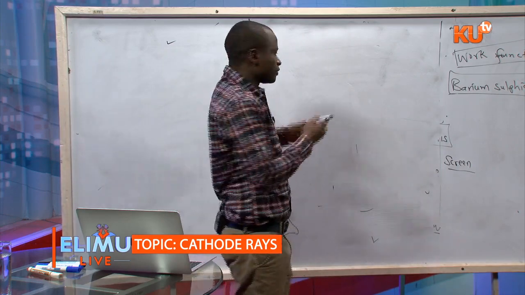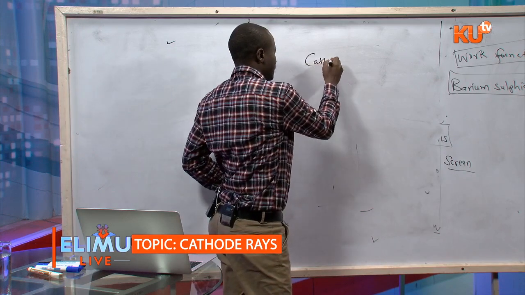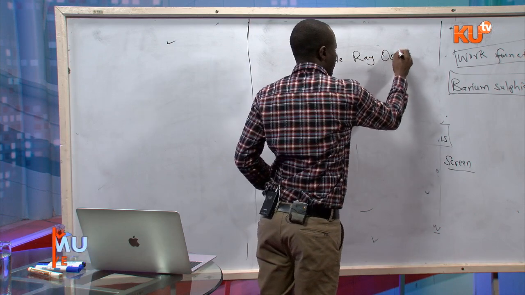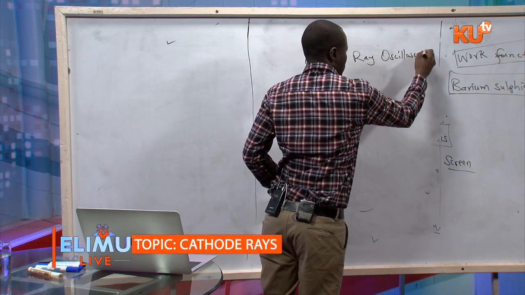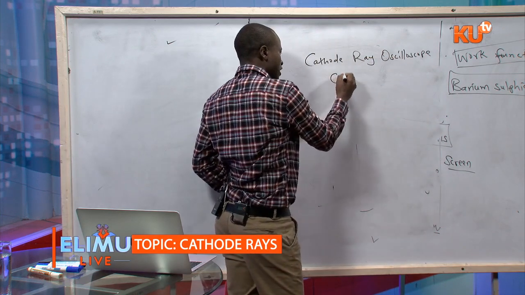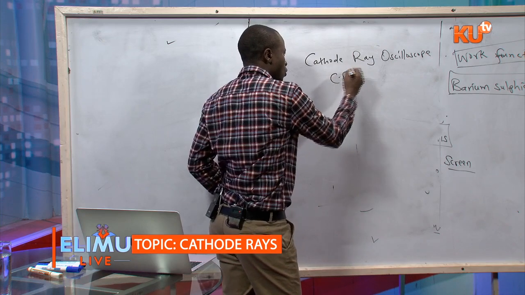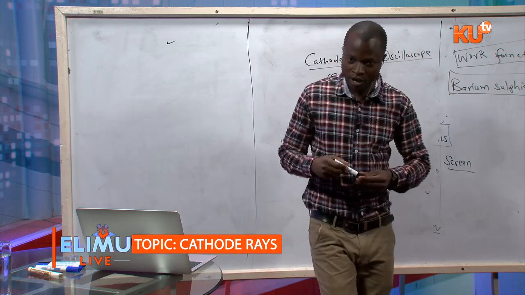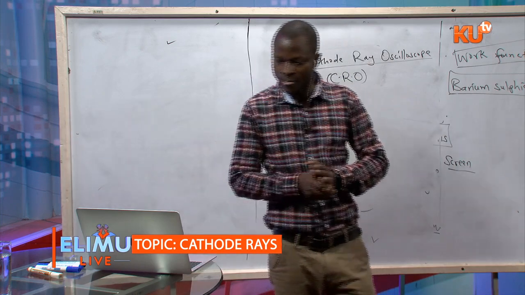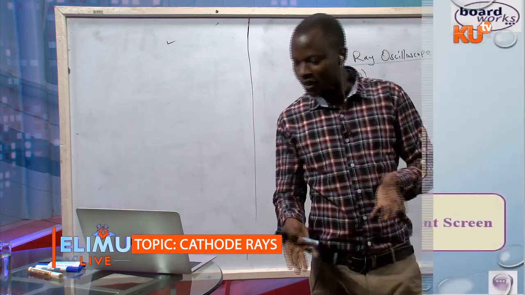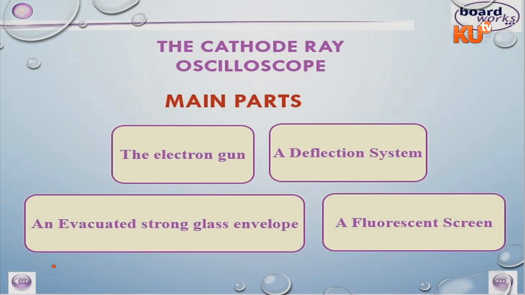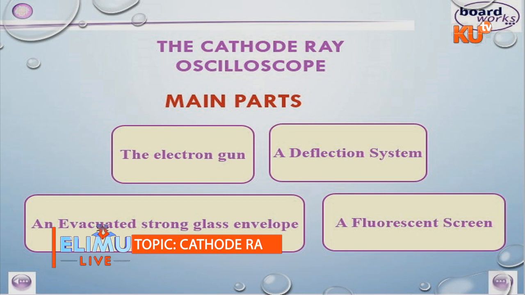And the cathode ray oscilloscope, I will be referring to it as a CRO, cathode ray oscilloscope. Now what do we need to know about the cathode ray oscilloscope? We'll just look at the main parts. Then we shall look at the functions later, or you can do it on your own. The main parts of the cathode ray oscilloscope.